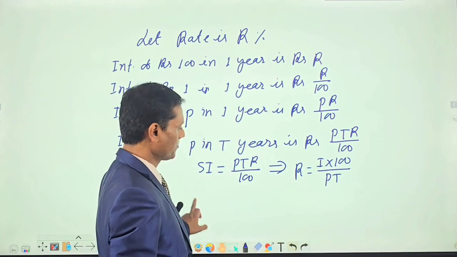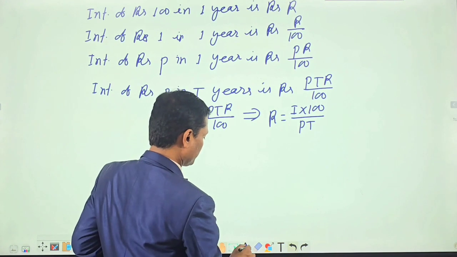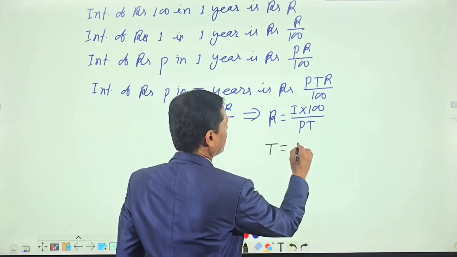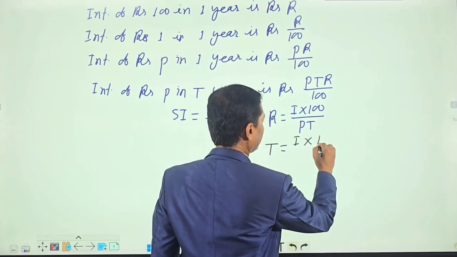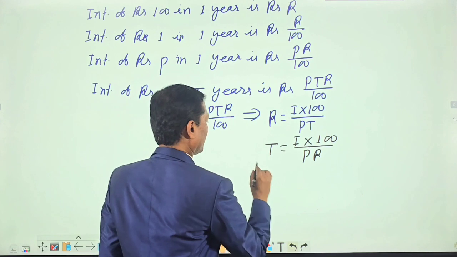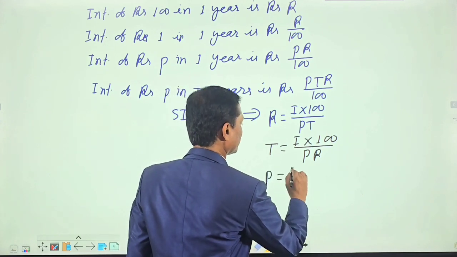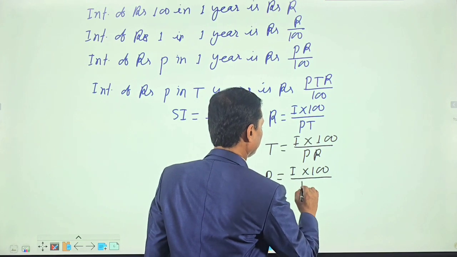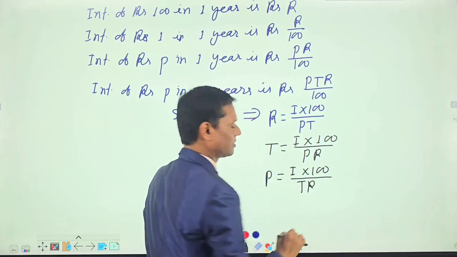You can write, after that, if you want to find out T, then it is I into 100 over P and R. Likewise, if you want to find out principal, then that is I into 100 over T and R, isn't it?